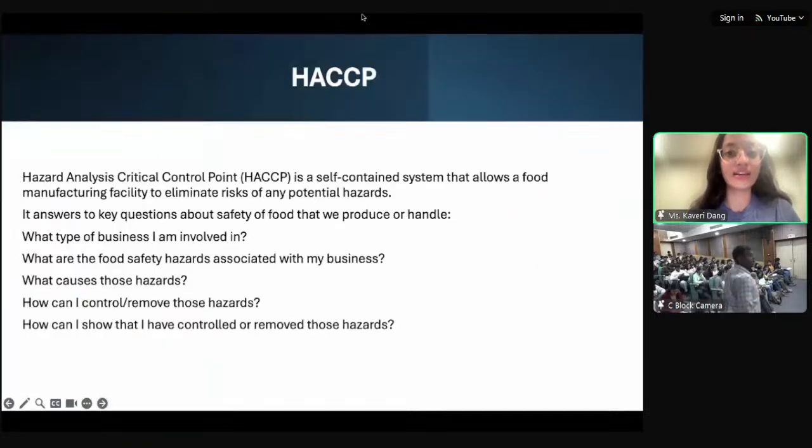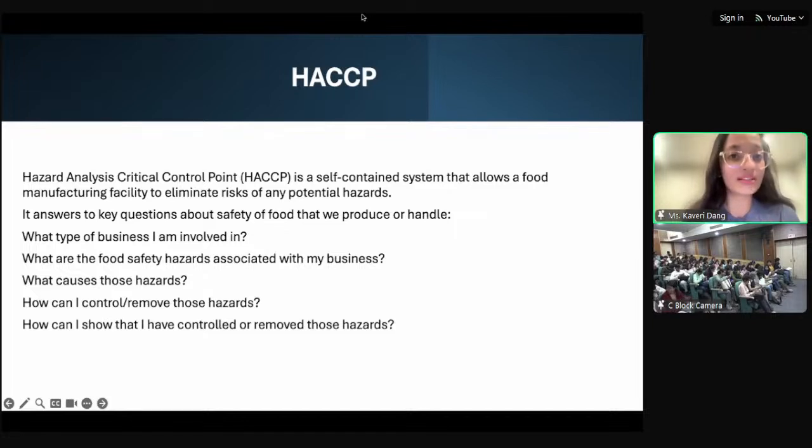And now let's get into HACCP. Hazard Analysis Critical Control Point. It's a self contained system that allows a food manufacturing facility to eliminate risks of any potential hazards. Any potential hazards means all sorts of physical, chemical, or biological hazards. It also answers key questions about safety of food that we produce or handle.